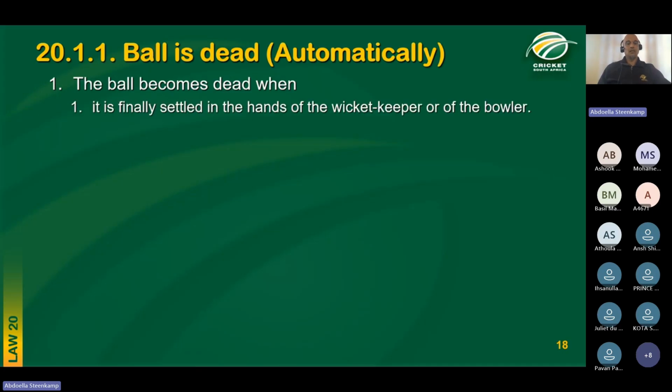So firstly, as soon as the ball is finally settled in the hands of the keeper or the bowler, the ball is automatically dead. It's for the umpires and umpires alone. They need to decide when they think the ball is finally settled or not. As soon as a boundary 4 or boundary 6 is scored, ball automatically dead. As soon as a batter is dismissed, the ball is automatically dead. So again, as soon as the ball is dead, anything that happens after that is irrelevant.